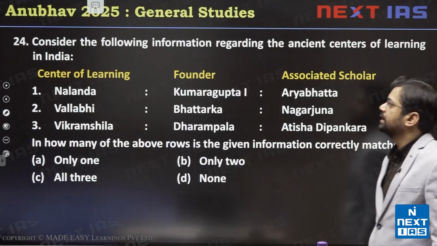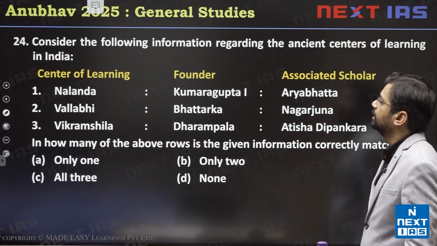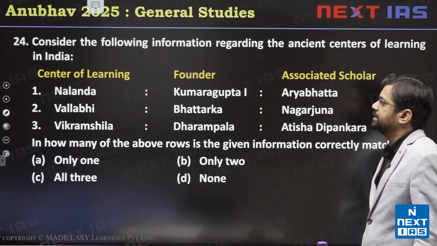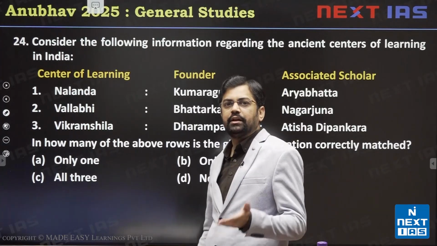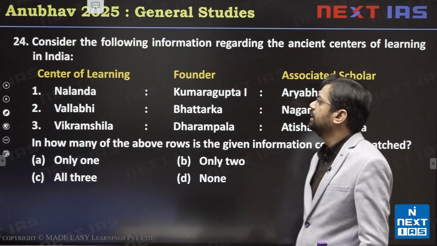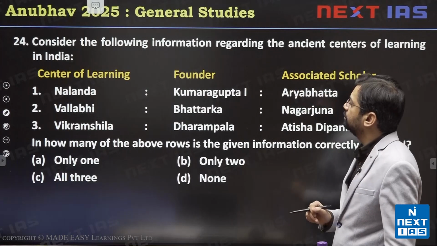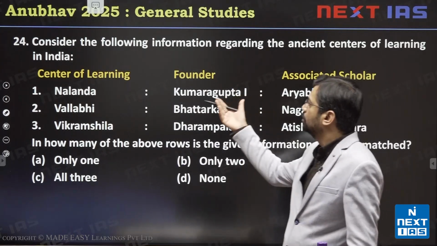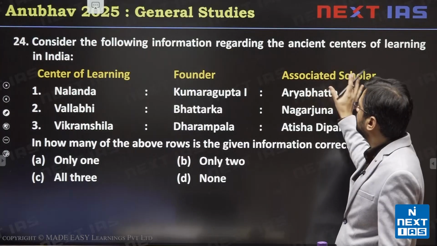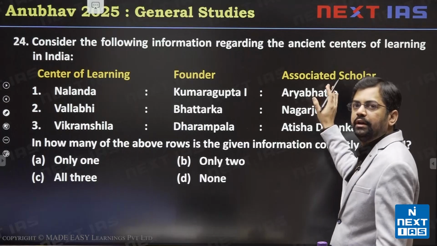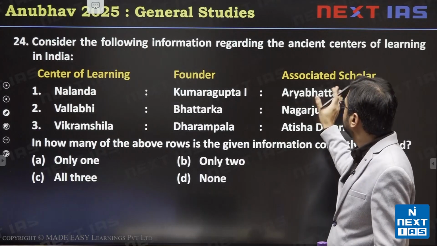So next question, consider the following information regarding the ancient centers of learning in India. So here we can see major three centers which are very famous in the ancient India. Nalanda is definitely, it was also recently in news. Second is Vallabhi and third is Vikramshila. So it is a bit tough question because maybe you do know the center of learning and the founder, or it could have been a question where the place is going to be written or in which time they were constructed. So here we have associated scholars.